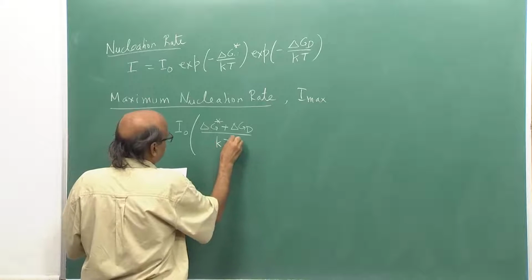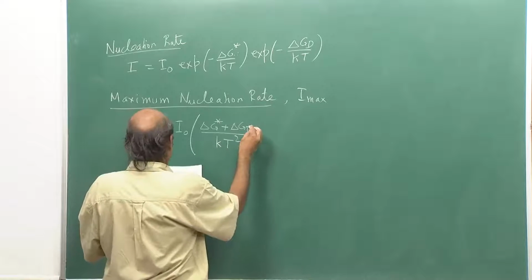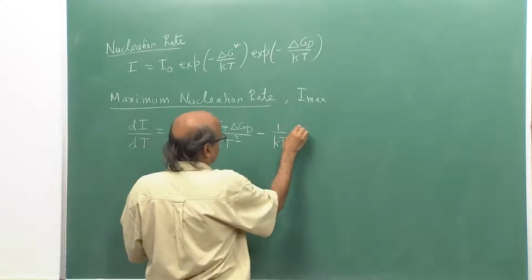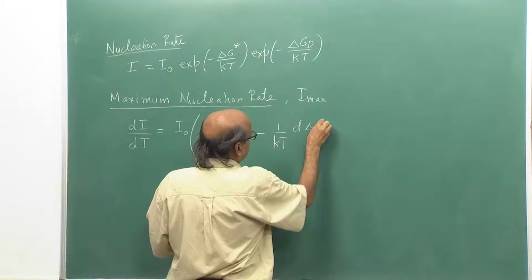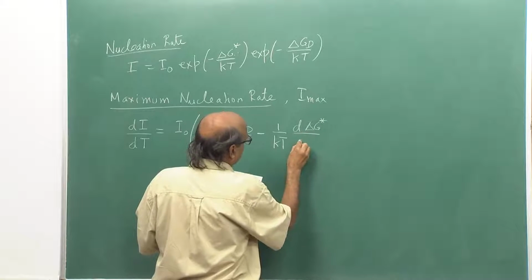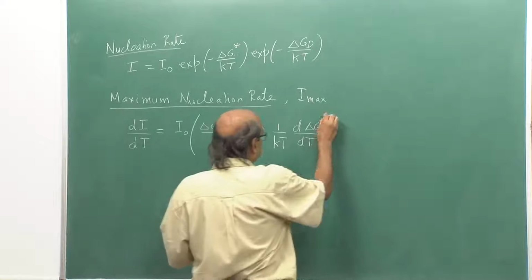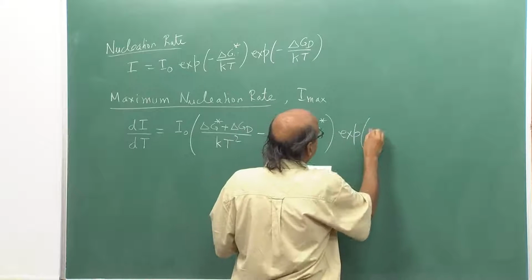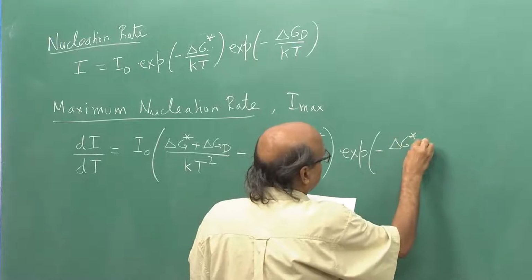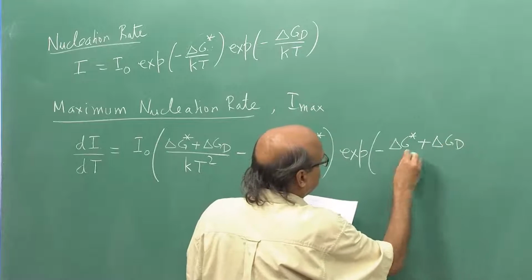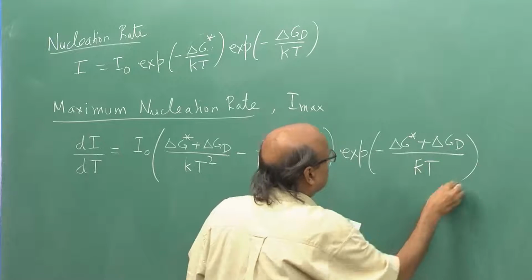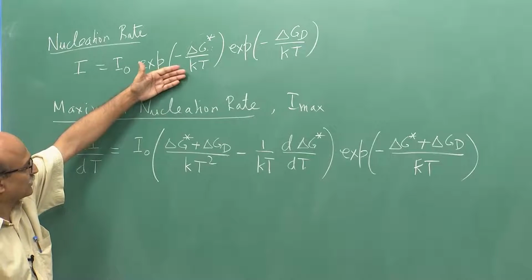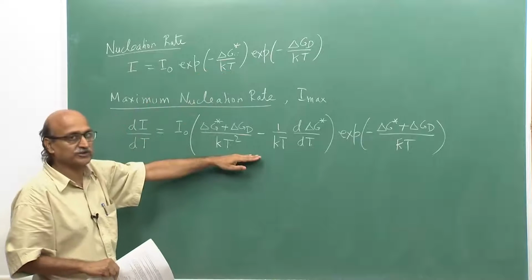upon kT square, minus 1 upon kT d delta G star upon dT, times exponential minus (delta G star plus delta GD) upon kT. I think you can see that easily from here we can reach this step.